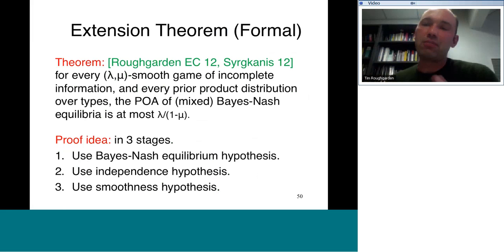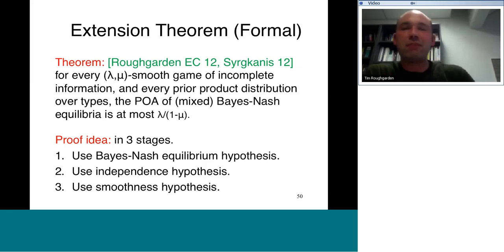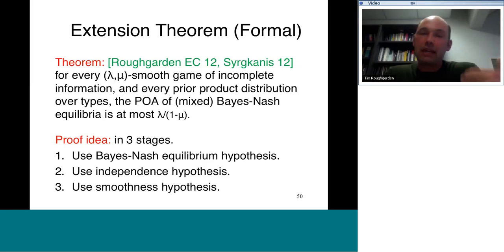Now, I owe you a little explanation: what do I mean by every corresponding game of incomplete information? The difference between the complete information game and the incomplete information game is that in the incomplete information game, you have a prior. So there's a commonly known distribution over the payoffs of all of the players. And so the missing ingredient to make it an incomplete information game is this prior distribution. And what this extension theorem is built for is approximation bounds that hold no matter what the prior distribution is, for every single prior. I don't care if it's uniform, I don't care if it's Gaussian, I don't care if it's exponential, whatever. No matter what the prior is, you get the approximation bound of lambda over 1 minus mu.